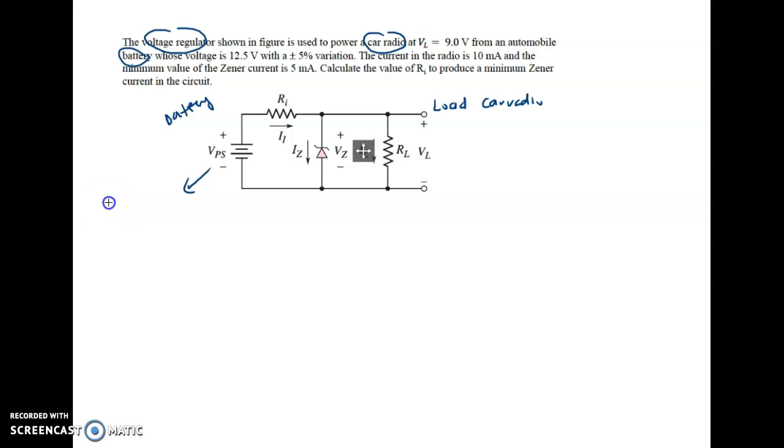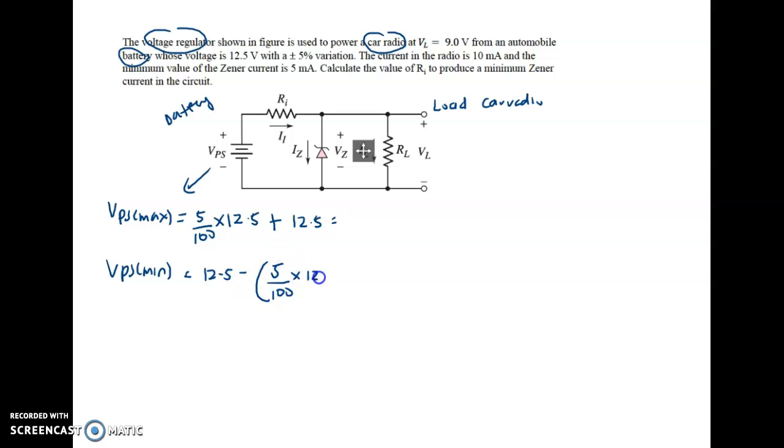So in a voltage regulator, you will have what we call VPS maximum and VPS minimum. How you calculate the maximum is 5% of the total voltage of the battery. So you need to add the original source. How about the V minimum? 12.5 minus the variation of the 12.5. Okay, and then you can get here the minimum is 11.875 volt. Maximum is 13.125 volt.